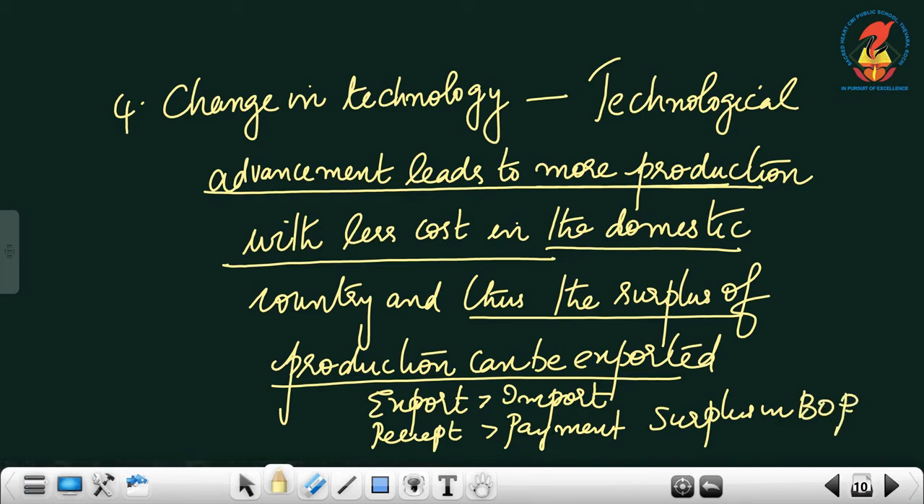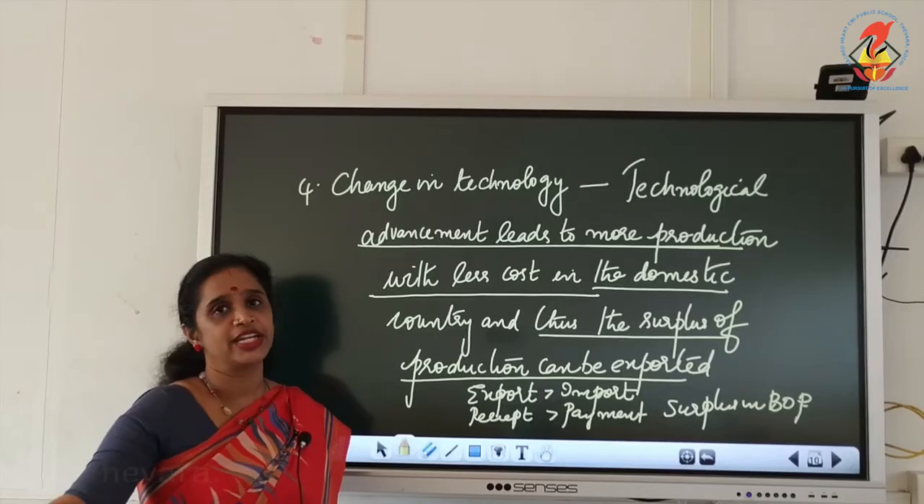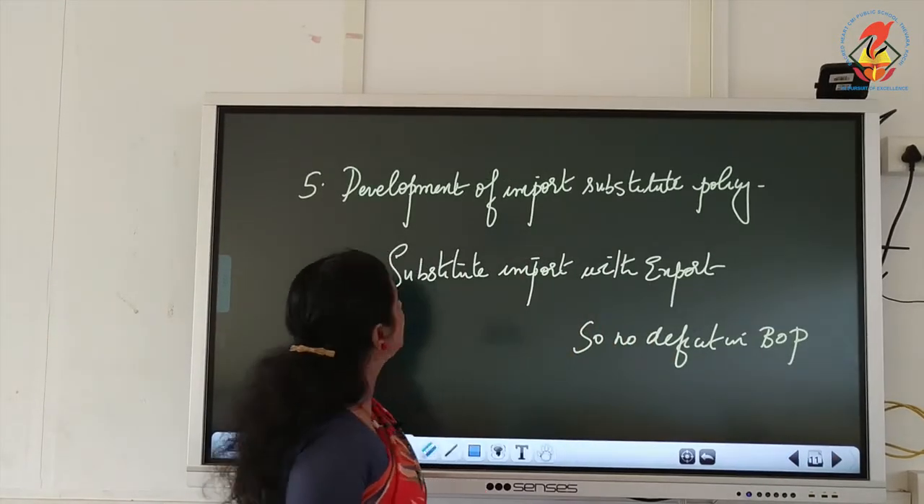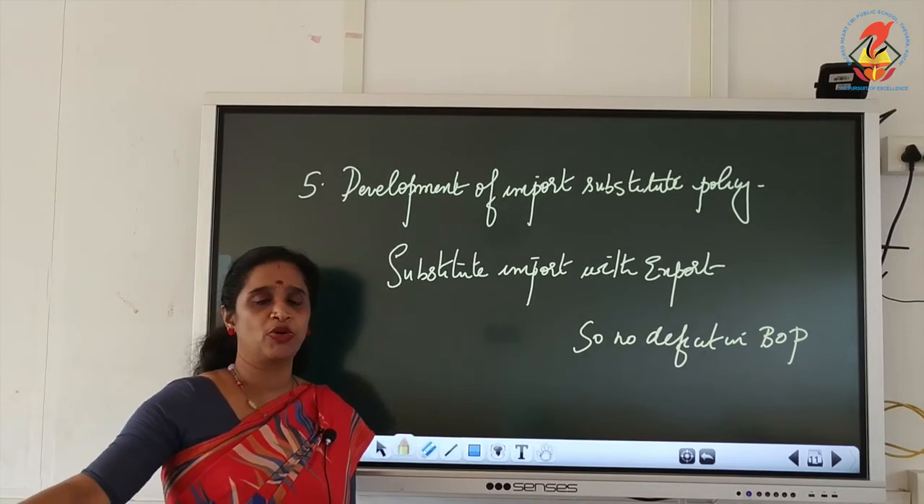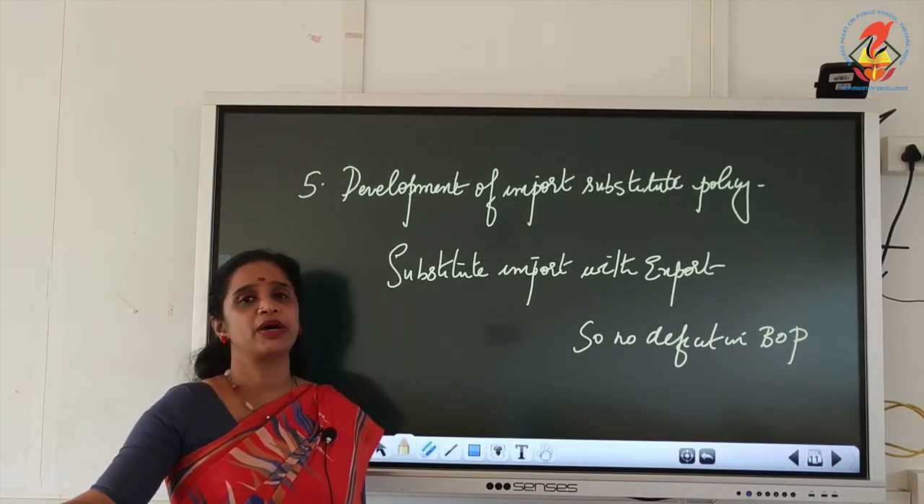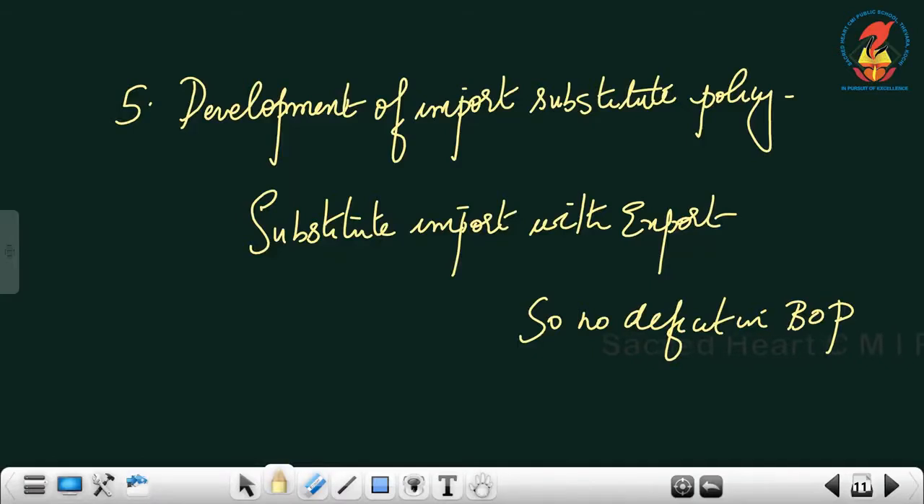So, this is the next factor, change in the technology. Then we will move on to development of import substitute policy, the next economic factor of disequilibrium in the balance of payment. What is it? What is meant by import substitution policy?